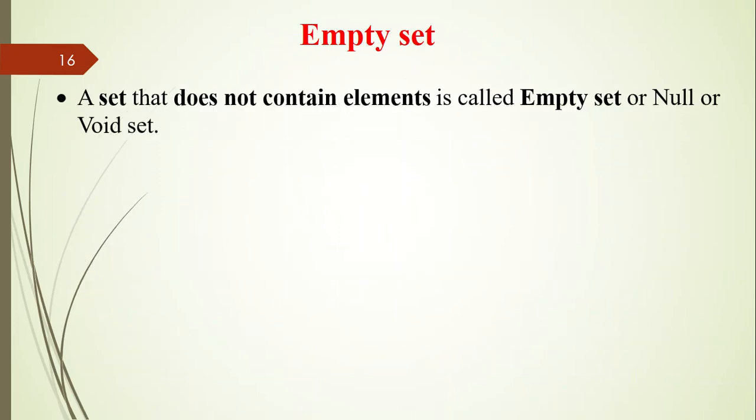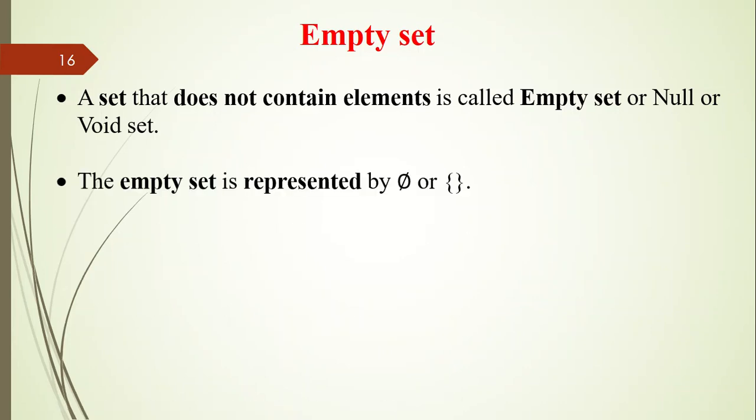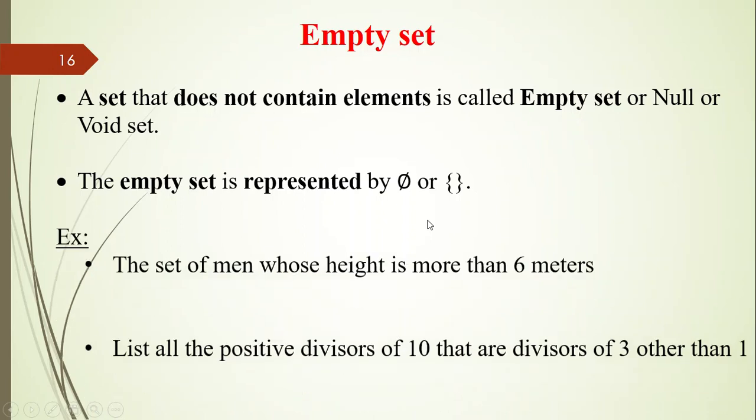Empty set. A set that does not contain elements is called the empty set, or null or void set. The empty set is represented by phi or empty braces. Example, the set of men whose height is more than 6 meters. The list of all the positive divisors of 10 that are divisors of 3 other than 1. Here these two sets don't have any elements, so they are empty sets.